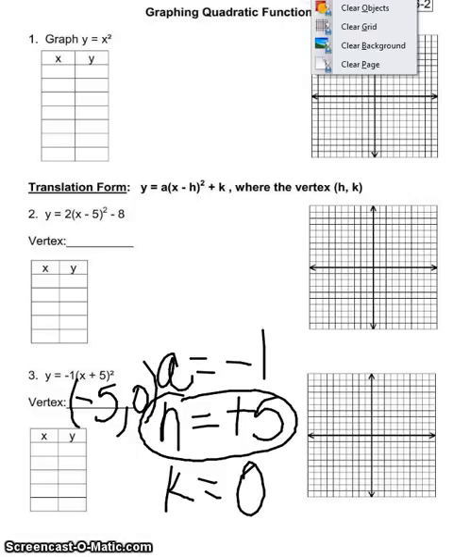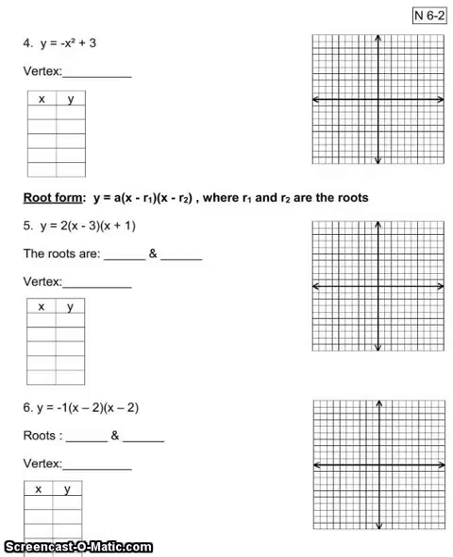Okay, let's move on to the next page. Let's look at number 4. Now in number 4, again, remember we're trying to label our a, our h, and our k. So go back and look at that formula on the first page. And if you notice my a, there's a negative sign there, but there's no number. So what number should I put there to hold its place?